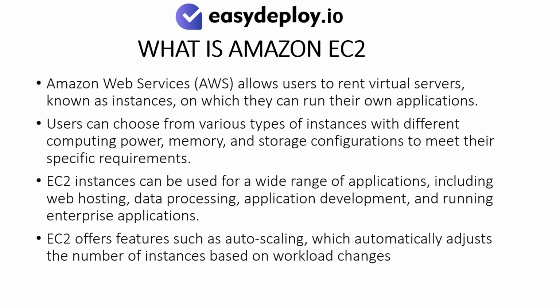What is Amazon EC2? Amazon Web Services allows users to rent virtual servers, known as instances, on which they can run their own applications. Users can choose from various types of instances with different computing power, memory, and storage configurations to meet their specific requirements. EC2 instances can be used for a wide range of applications, including web hosting, data processing, application development, and running enterprise applications. EC2 offers features such as auto-scaling, which automatically adjusts the number of instances based on workload changes.